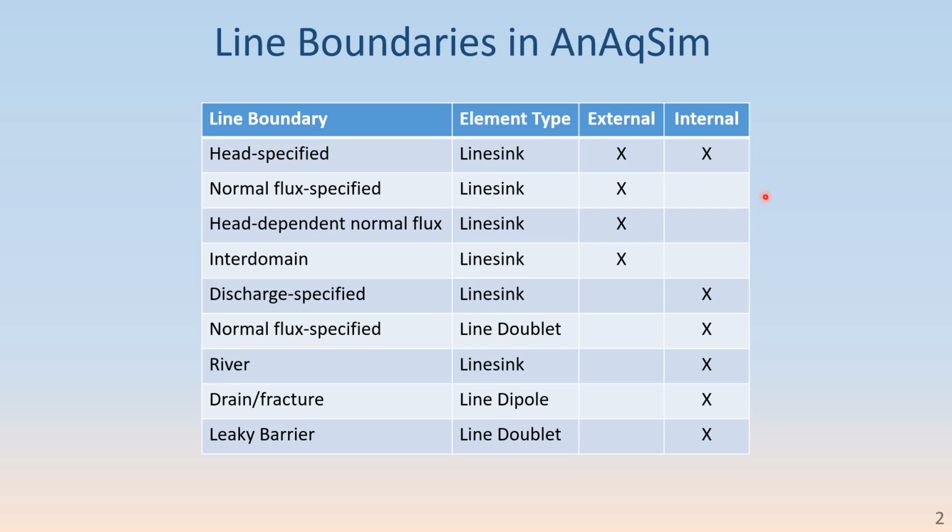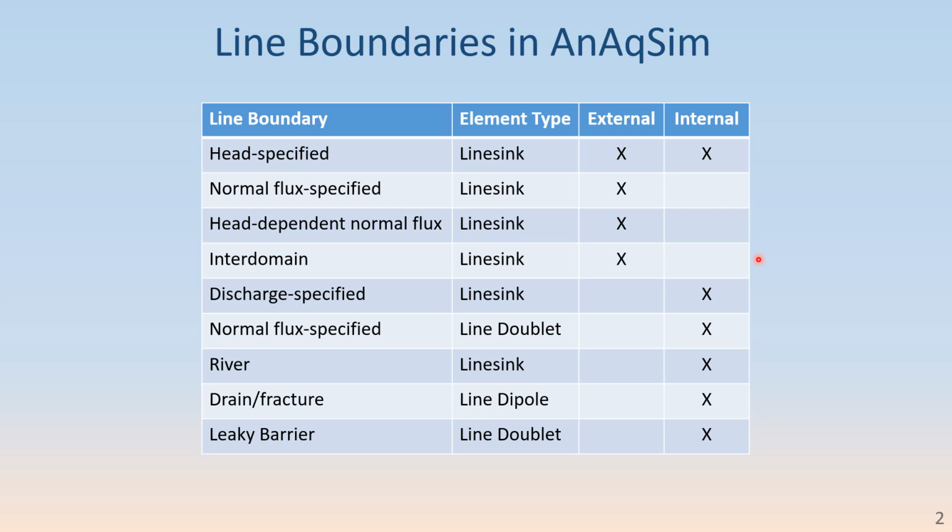Normal flux specified, you specify the normal component of aquifer discharge, which is specific discharge times saturated thickness. The head-dependent normal flux is also known as a third type boundary condition, and that's where you have a normal component of discharge that is proportional to the difference in head between the modeled head at the boundary and some head that you've specified. So for that, you specify head and a conductance factor.